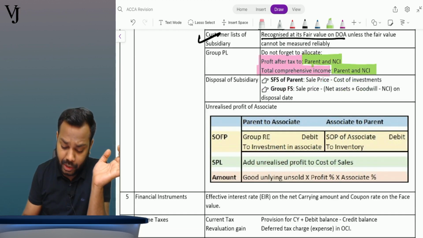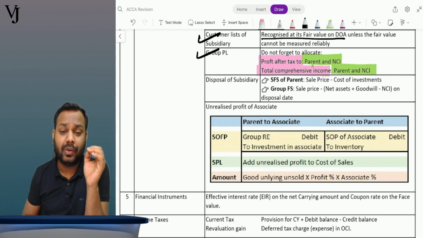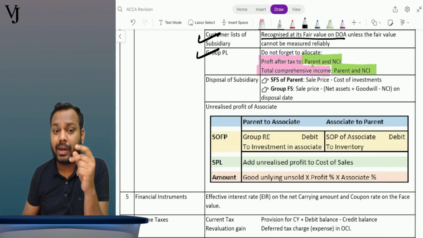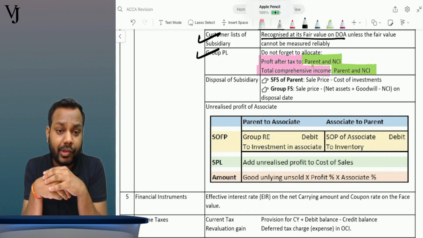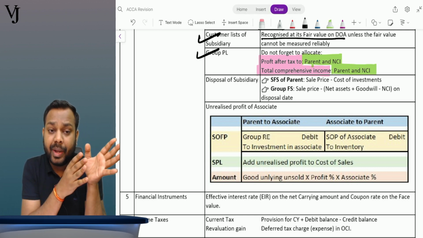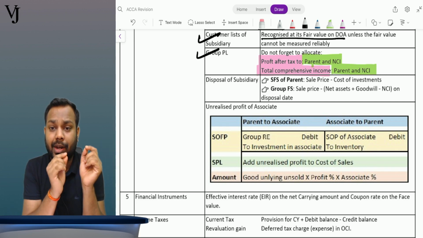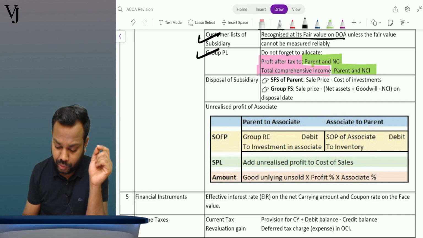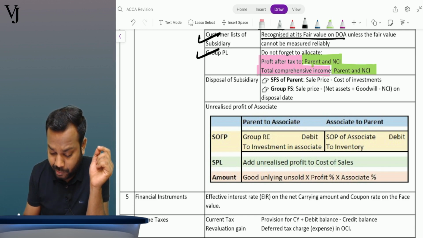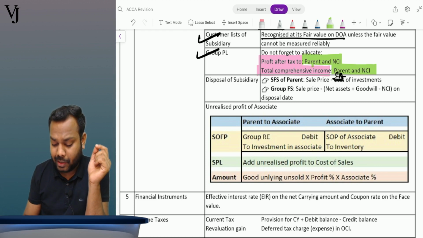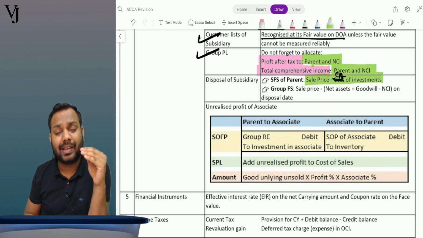Now, when you dispose of a subsidiary, there are gains or losses that you have to record. Students get confused: sir, where to record which gain or loss? In the SFS of the parent, you will recognize gain equals sale price minus the cost of investments, or rather than cost, you can say the carrying amount of investments. Sale price minus carrying amount of investments in the SFS of the parent company.